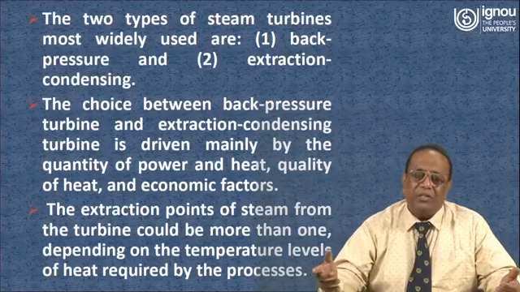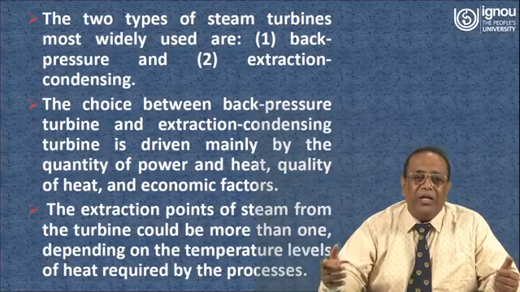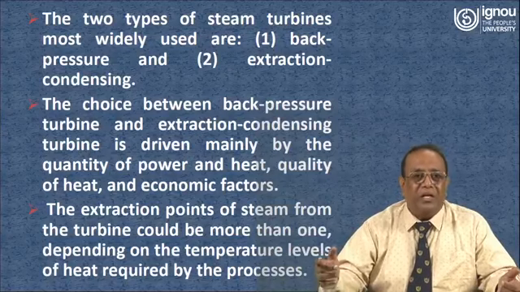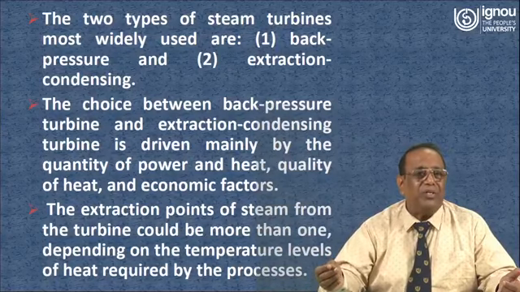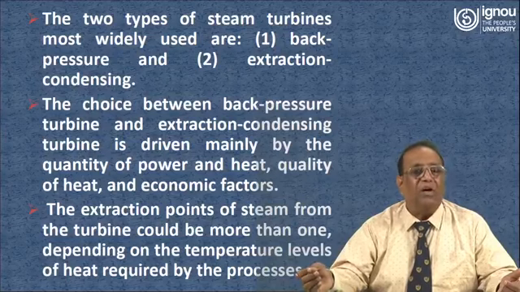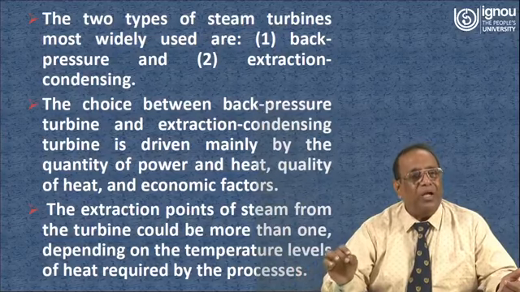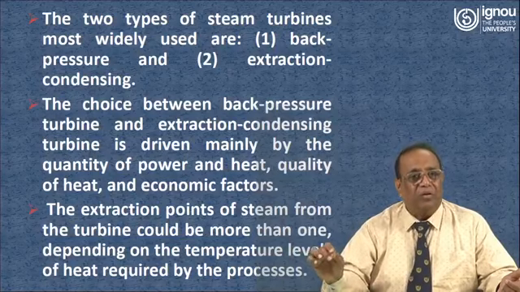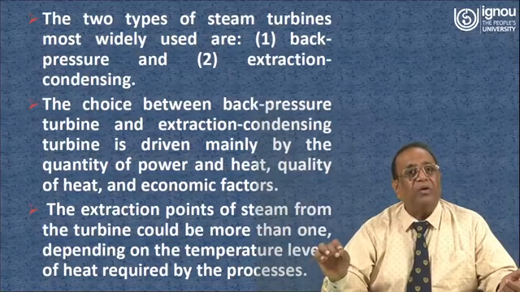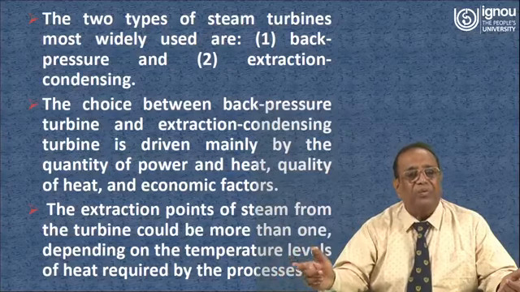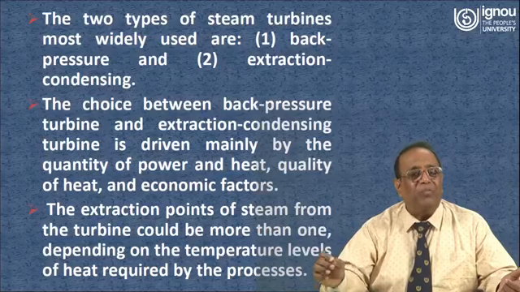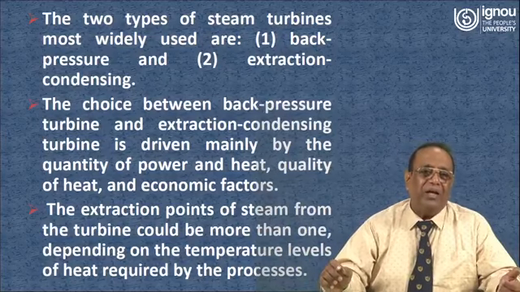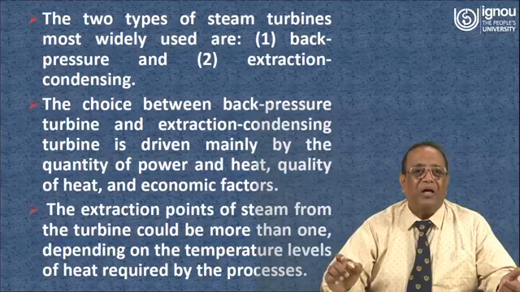Because sometimes high thermal energy is required. So, in that case we have to tap the steam as per the requirement of heat for the process industries. We have to extract steam from the turbine at a particular point which supplies the heat or thermal energy as per our requirement. So, as per our requirement we extract the steam from different points of the turbine in the case of the extraction condensing process.